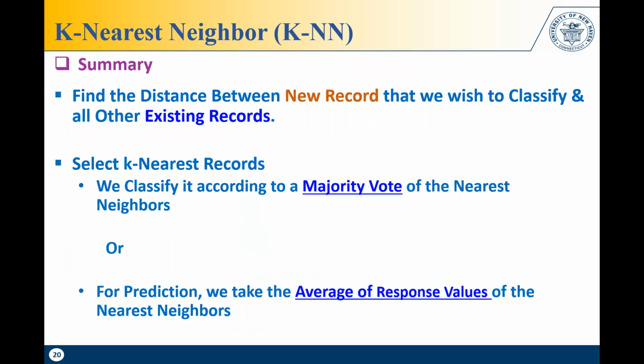So as a summary, in this lecture, we learned how to find the distance between new records that we wish to classify and all the other existing records. We also learned how to select the k nearest records. We classify according to the majority vote of the nearest neighbors, or for prediction, we take the average of response value of the nearest neighbors. So that's it for k nearest neighbor.